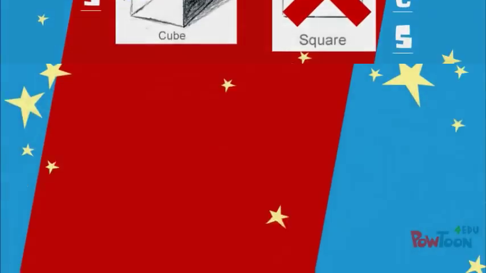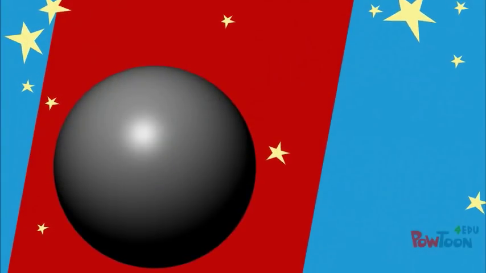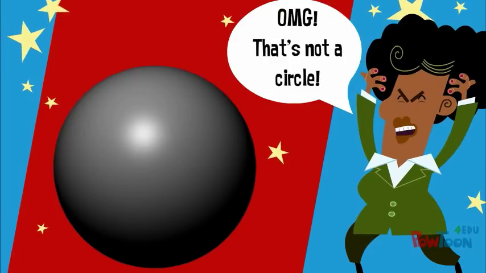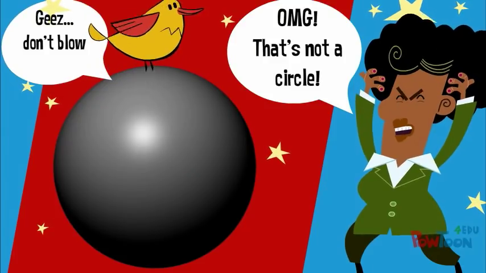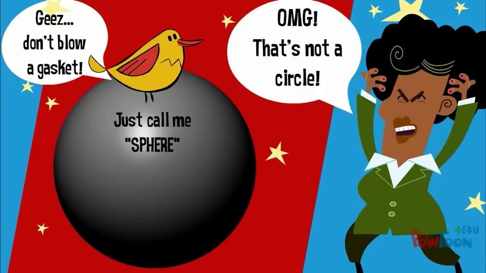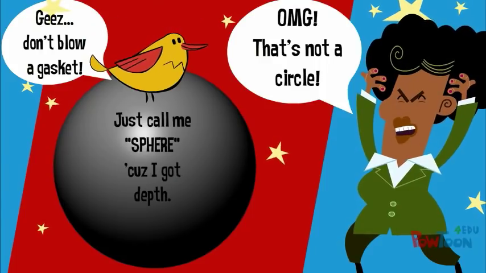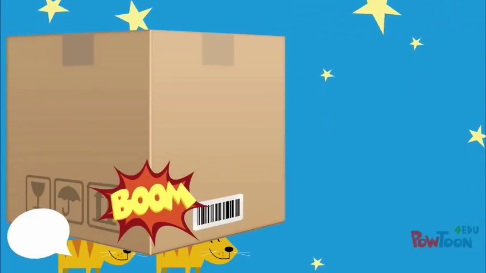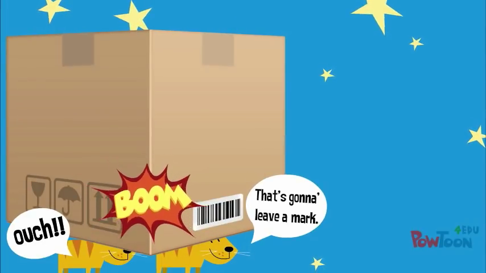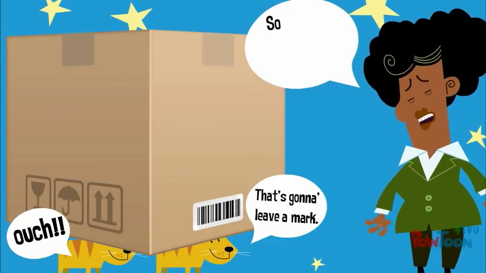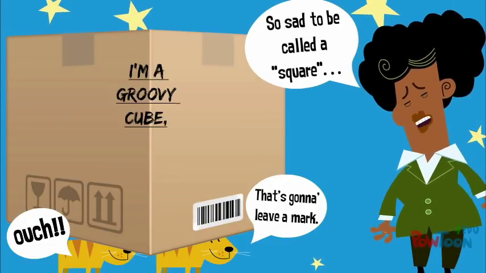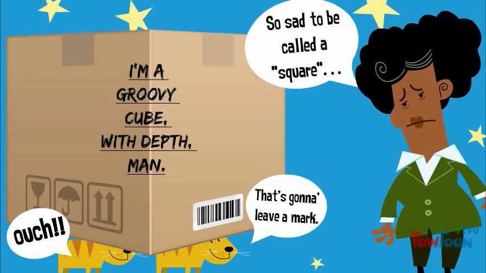If you see a 3D object that looks like this, you cannot refer to it as a circle. A sphere has depth and a circle is flat. If you see a 3D object that looks like this, you cannot call it a square. A cube, like a sphere, has depth. A square is flat and does not have depth.